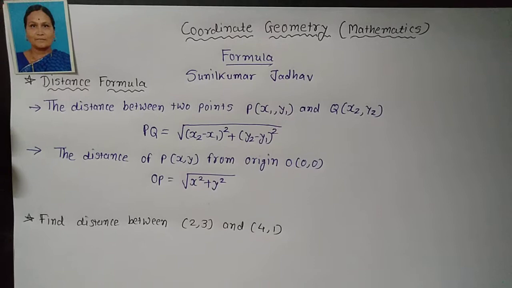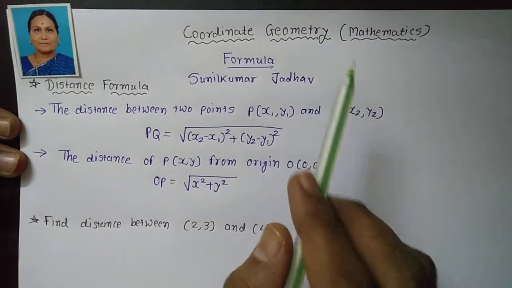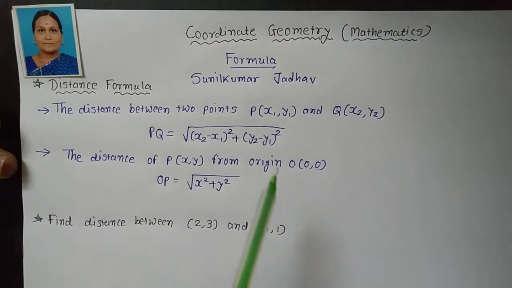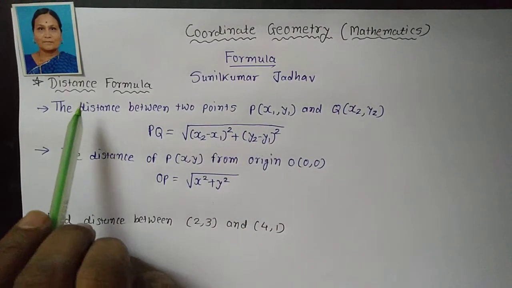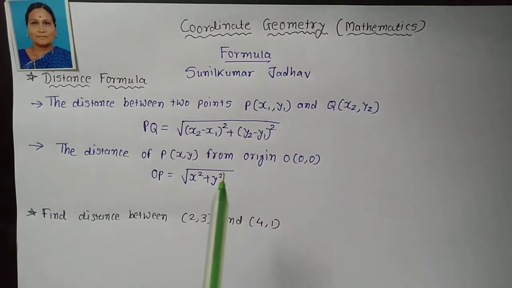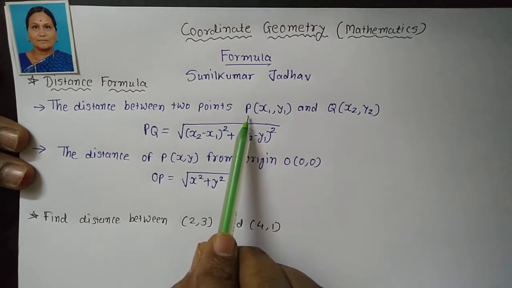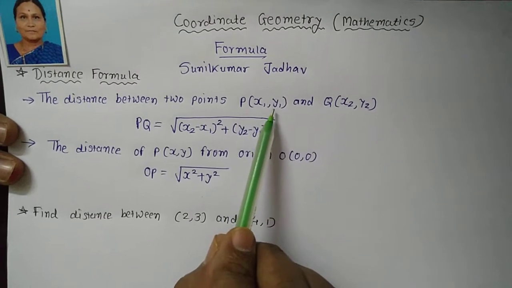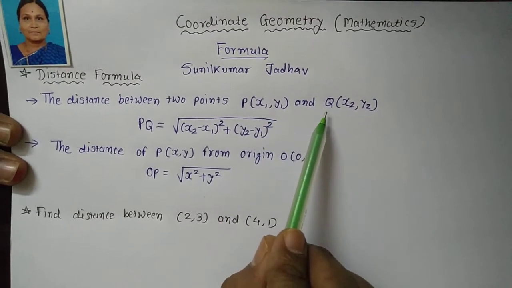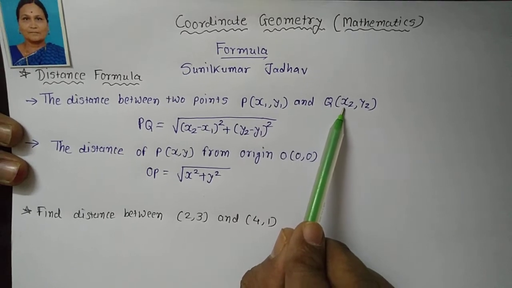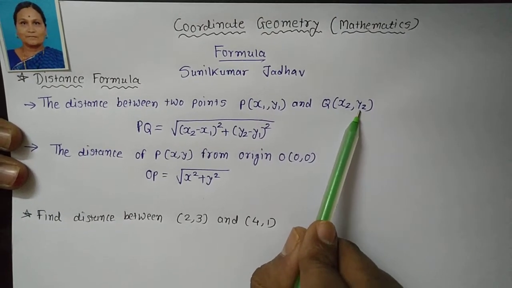Here we are going to learn about coordinate geometry, which is a chapter in standard 10. First of all, we'll begin with the formulas. First, it is the distance formula. Suppose there are 2 points in coordinate geometry, say for example P, which has coordinates x1 and y1, and another point Q, which has coordinates x2 and y2.